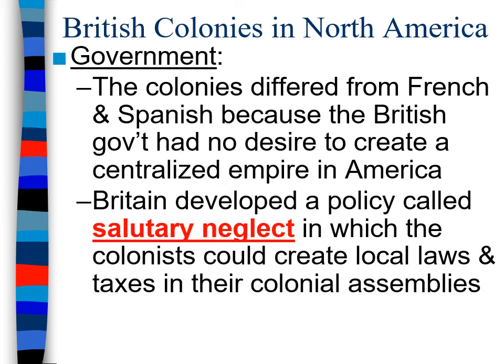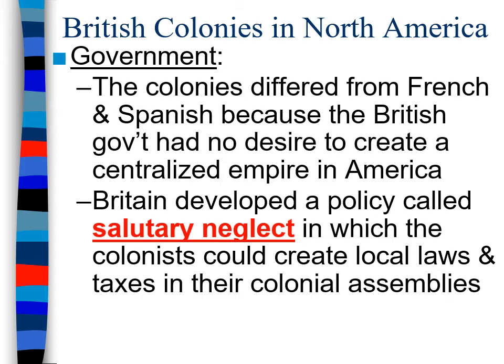This policy where the British government would purposely not enforce these strict laws upon the colonies in North America as long as they were producing their economic means and following up on their end was called salutary neglect. They were officially sort of neglecting or turning a blind eye to what was going on. And this allows colonists to create local laws, create taxes in their colonial assemblies. And even in the early 1600s, mid 1600s, we're going to see this history of participatory democracy.